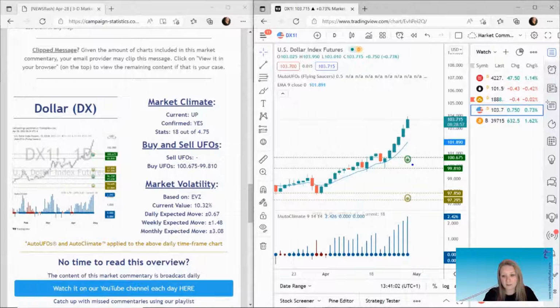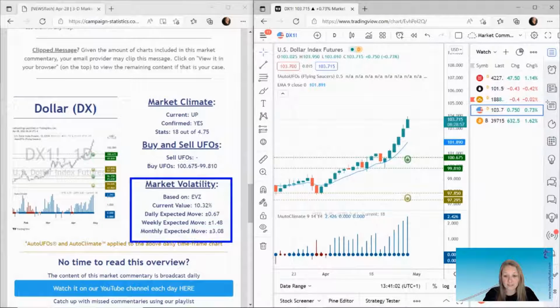Now we have buyers reasonably far away now, between 100.675 to 99.81. No sellers that we can see. Overall, still slight probability to the upside for the US dollar.